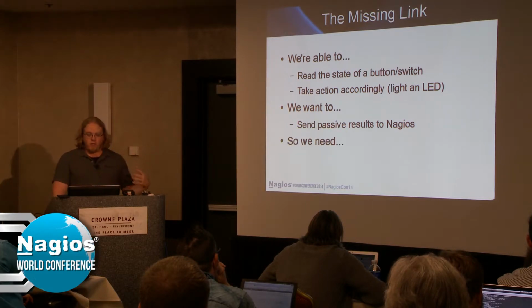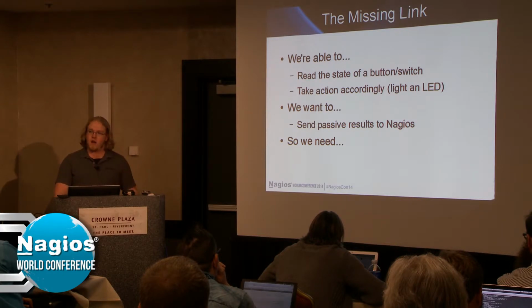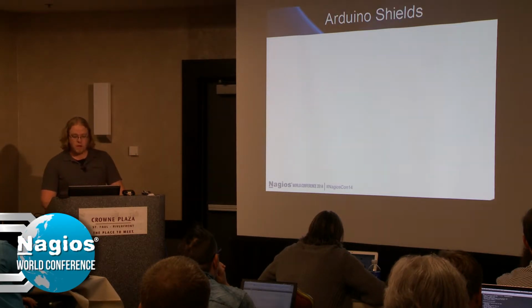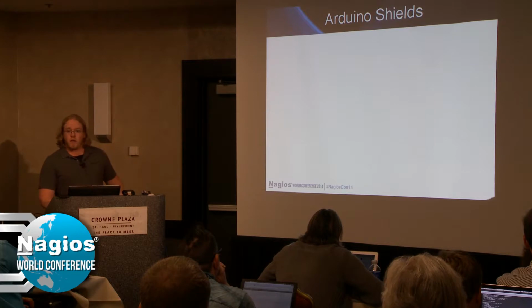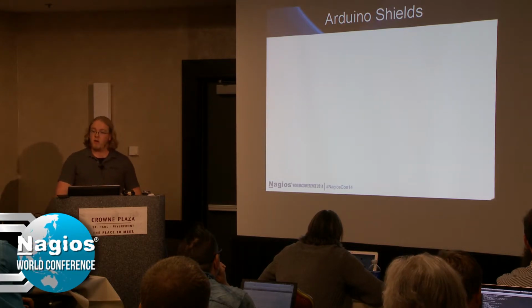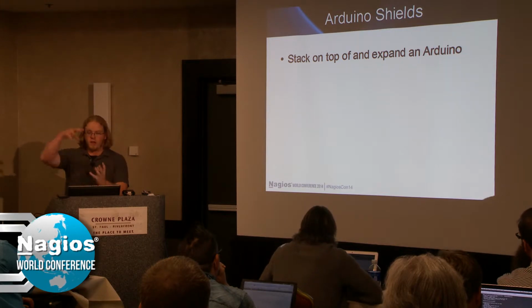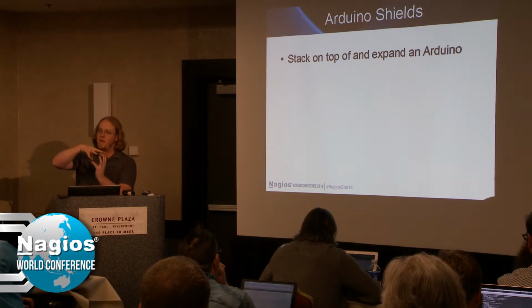We need some sort of bridge in between the hardware, which is right here, and the Nagios system, which we need networking for. We need HTTP for the NRDP passive result. So how do we do that? A little digression, some Arduino terminology here. There's something called a shield, and a shield just connects right up on top of the Arduino itself.